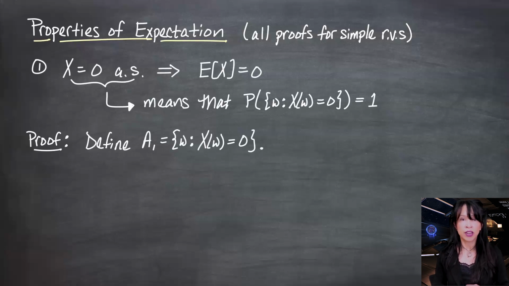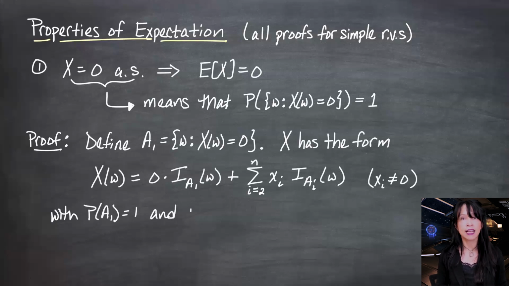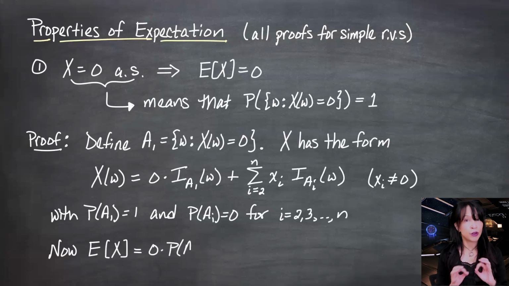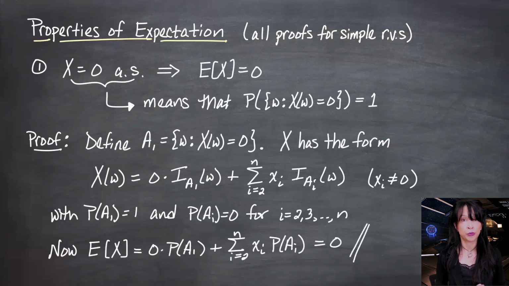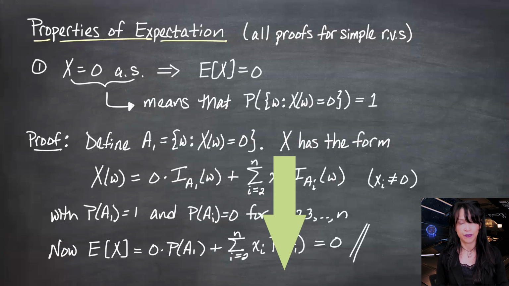So our simple random variable has the form 0 times the indicator that says that omega is in A1, plus a lot of other terms where every one of these sets has probability measure 0. And as we said, the probability measure of A1 is 1. So if you take the expectation, you just get this sum with the coefficients being the same, but the indicators replaced with probability measures. And this coefficient is 0, this probability measure is 1, these coefficients are whatever they are, and these probability measures are all 0.